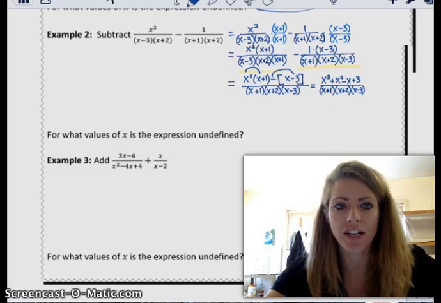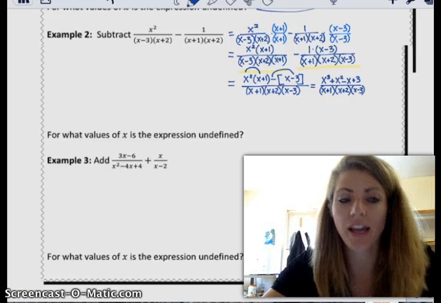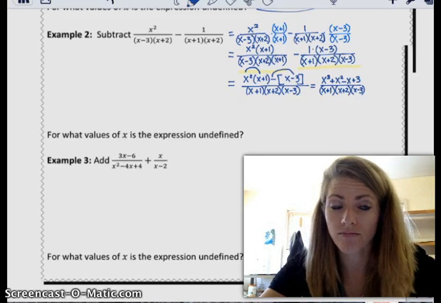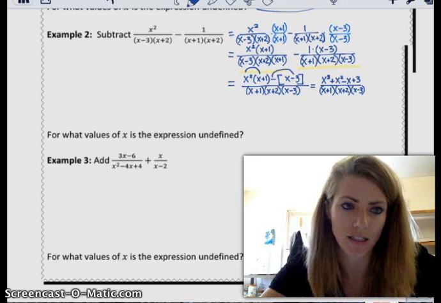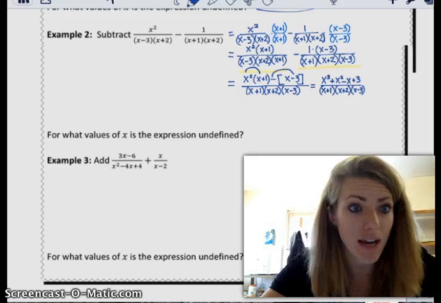you write your final answer as such, and then make sure you say where x cannot equal -1, -2, and +3, because you cannot have 0 in the denominator.